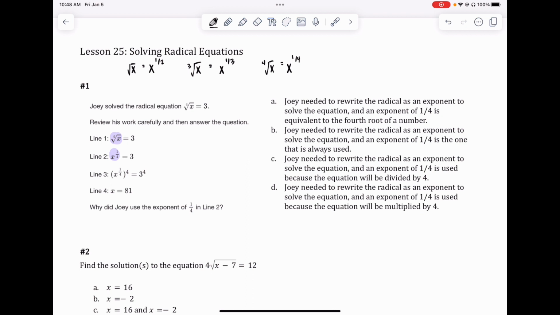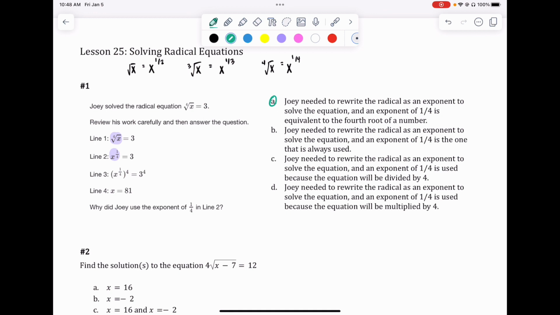I think the correct one, I don't remember exactly, but for this one, the explanation is A. So just going through them, A says Joey needed to rewrite the radical as an exponent to solve the equation, and an exponent of 1/4 is equivalent to the fourth root of a number. So that's the best reasoning there.